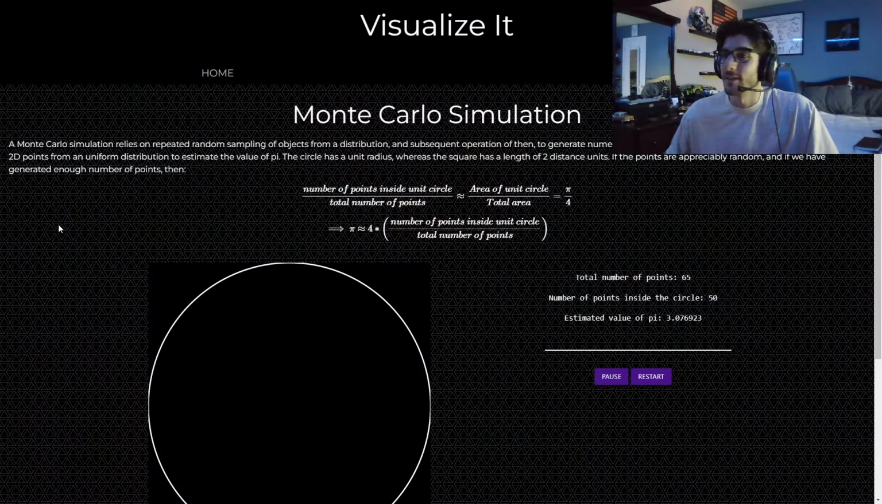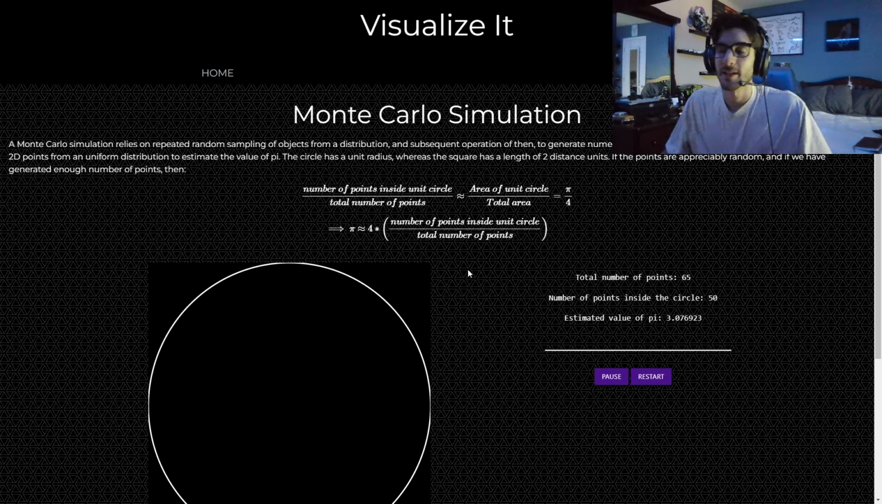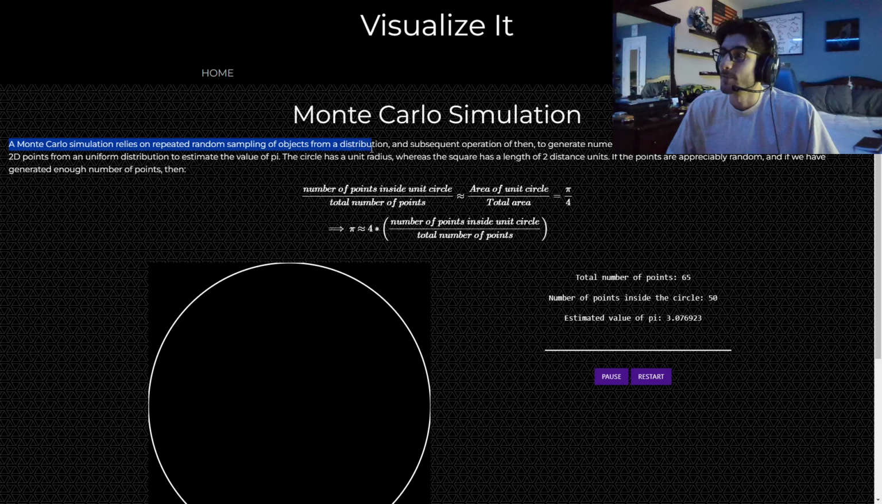And we're going to start not at all in VS Code, but with this link I found. I'm going to put it in the description. But I think it explains how you can use Monte Carlo simulation to estimate something, right? I'm going to read this, then we're going to watch it for a little bit, and then we're going to go into the code.